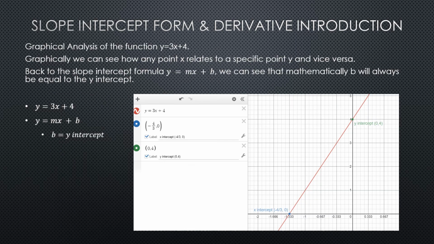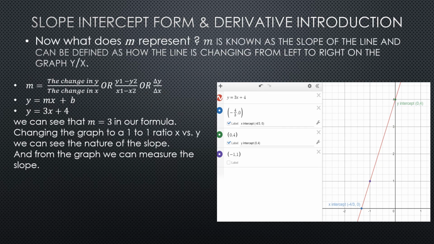Now looking back at our original formula, y equals 3x plus 4, and y equals mx plus b is the slope-intercept format. We can see that mathematically b is always going to be equal to the y-intercept. If x is set to 0, the mx part of the equation goes away and y is always equal to b. So b represents the y-intercept. The x and y in the formula represent an x and y on the graph, and b represents the y-intercept.